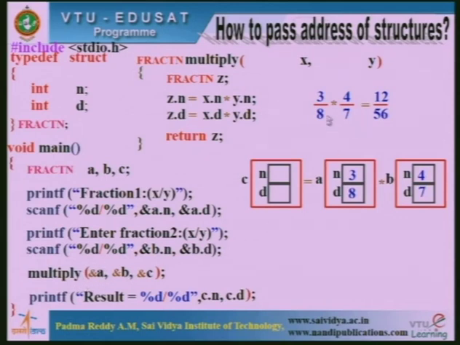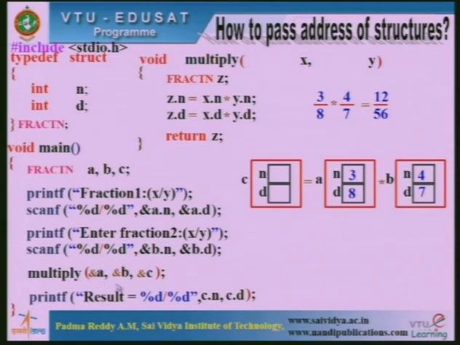And remember the function multiply. What is A? A contains 3 divided by 8, B contains 4 divided by 7, and C, the result 12 divided by 56, is available in the variable C. So the function multiply need not return any value. So I change the return type of fraction to what? Void, indicating the function multiply. Earlier it was returning what? Fraction as the data type. Now the multiply function will not return any value. So the return type is void.